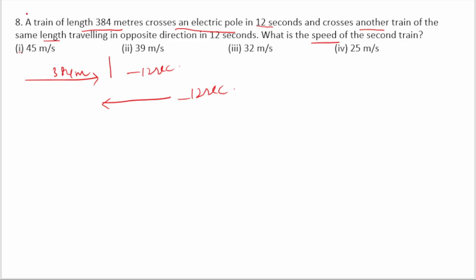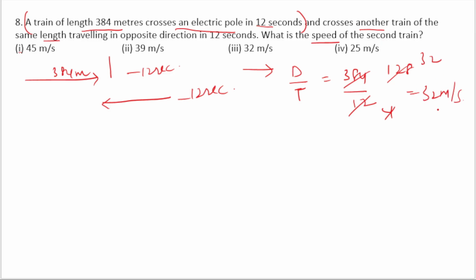Okay, so in the first statement, from here to here, what can we find out? We can find out the speed of the first train. Speed is equal to what? It is distance divided by time. Distance is the length of the train. It is 384 divided by 12. It is 3 into 4, 3 into 128, 4 into 32. So the speed is 32 meters per second. Speed of the first train. And we will assume the speed of the second train is equal to x.